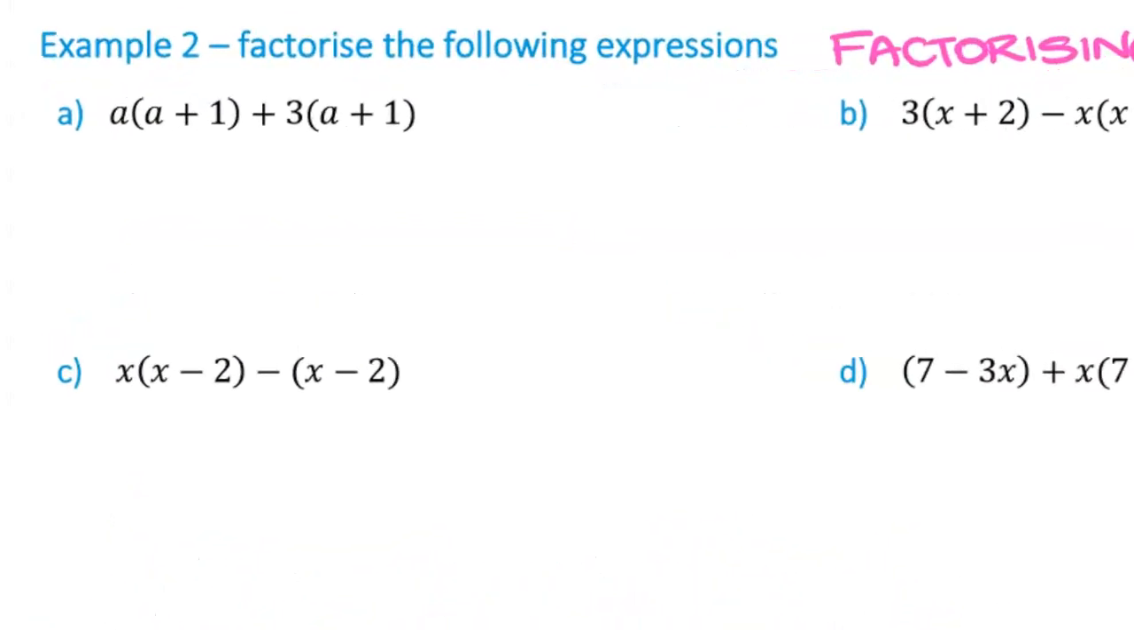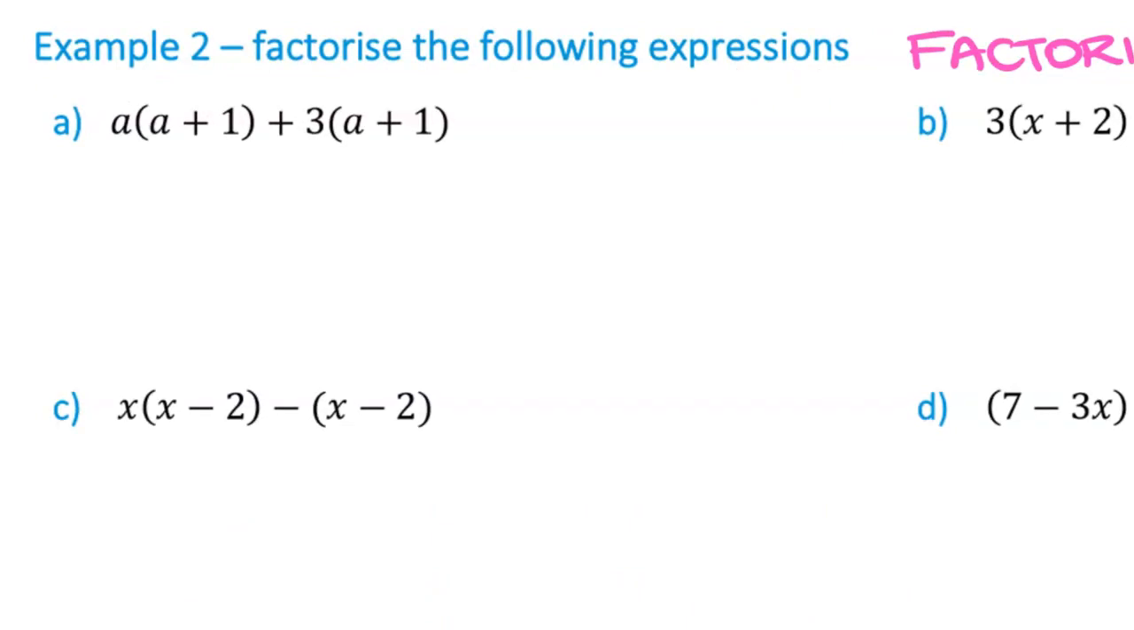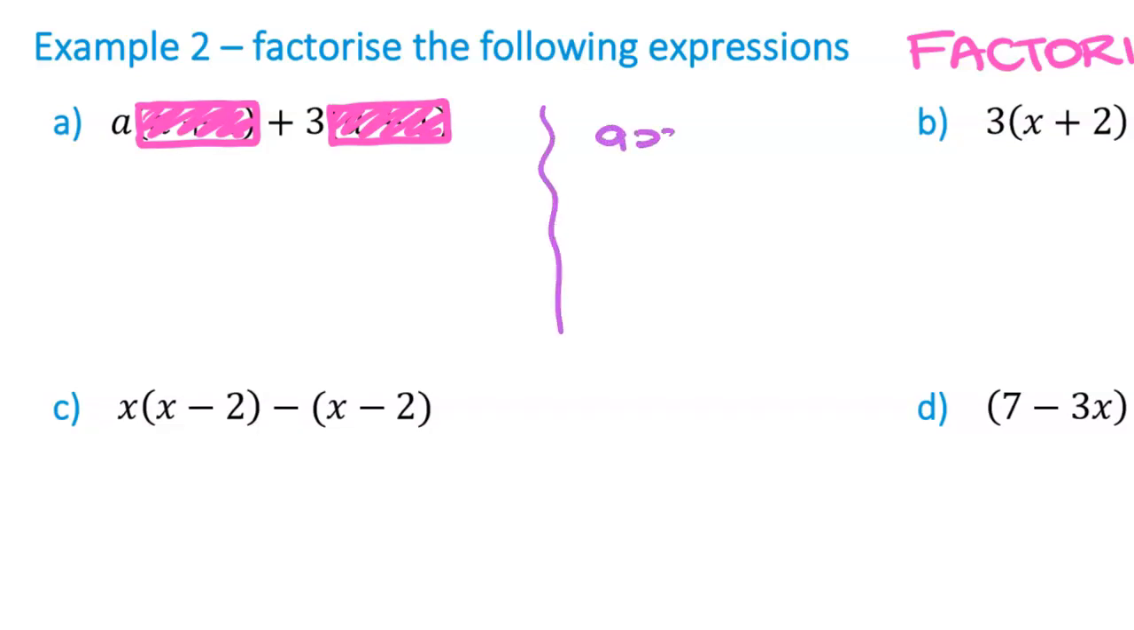The first example, we've got a, and then in brackets a plus 1, plus 3, and then in brackets a plus 1. If I put a box around the a plus 1 here, and the a plus 1 here, can you see that we have this box in common? Now, let me give you a slightly different example. If you had ax plus 3x, and you wanted to factorise that, you would take the x out as our common factor. And then inside of the brackets, that would become a plus 3.